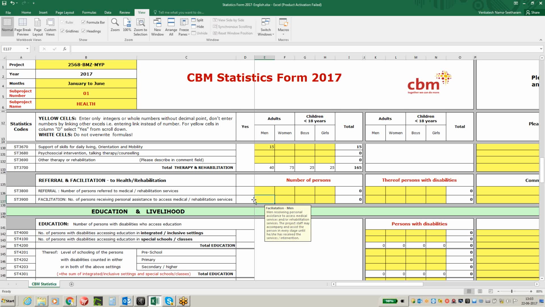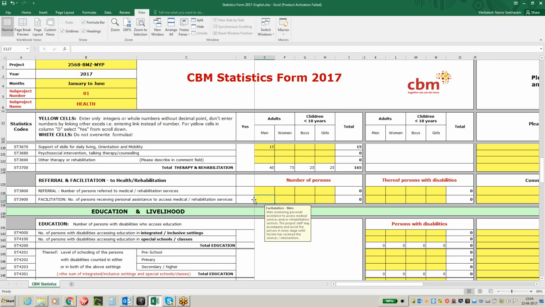For example, if they identify a person and say that okay, he needs a cataract surgery, they will speak to the doctor and they will arrange for a transportation, and they do everything, follow up everything, but not the cataract surgery. Then it becomes a facilitation.